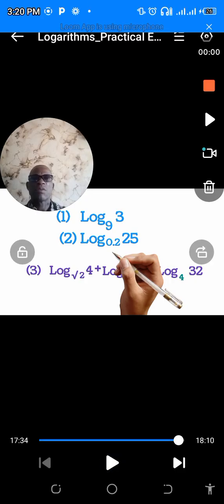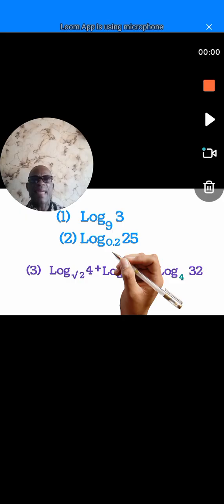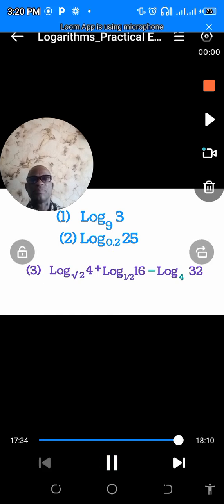Now, the first question reads: evaluate log 3 base 9. Second question: evaluate log 25 base 0.2. The last question reads: log 4 base root 2 plus log 16 base 1 over 2 minus log 32 base 4.